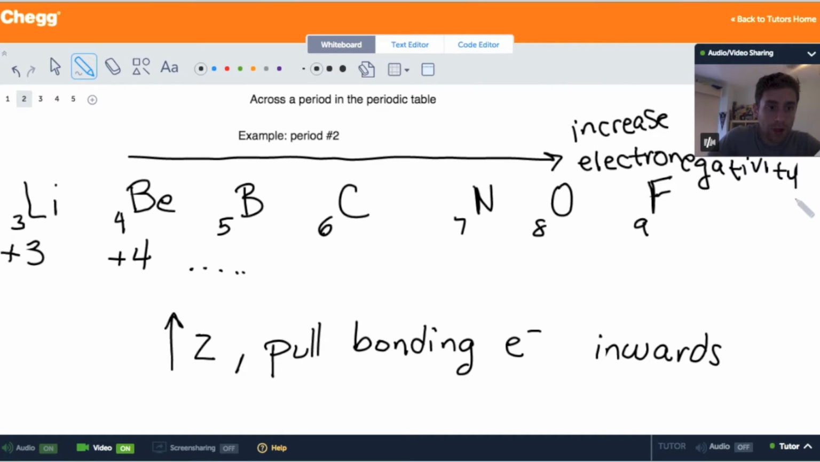Because fluorine has +9 in its nucleus, lithium has +3, so fluorine is going to pull bonding electrons in towards itself more than lithium would.